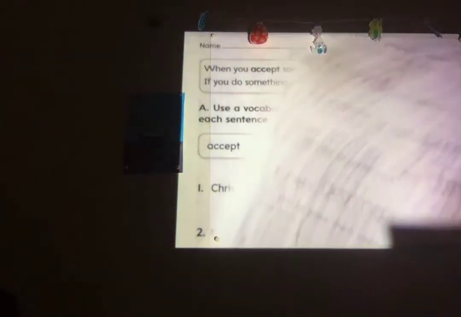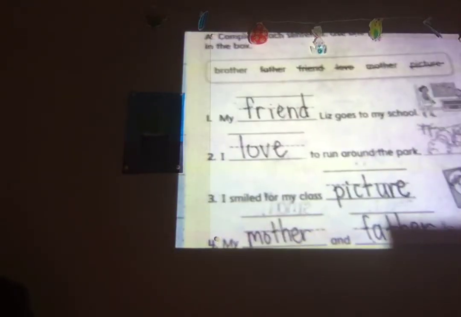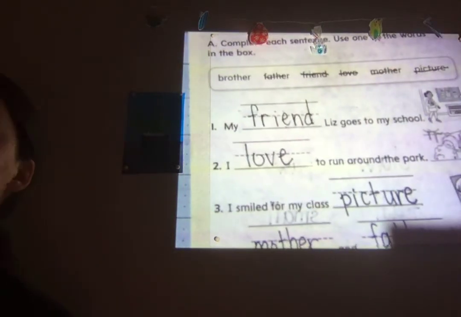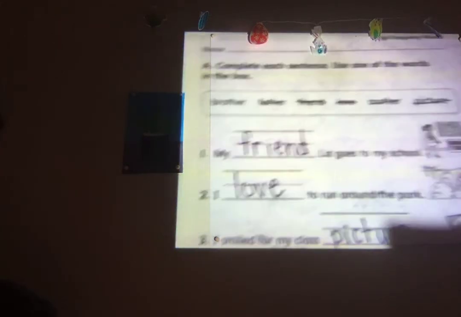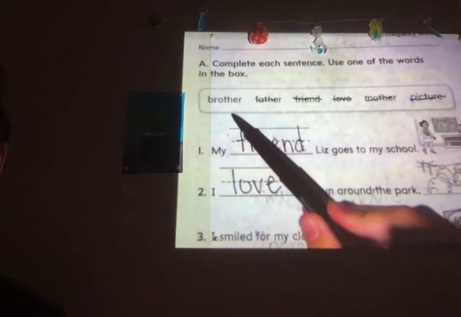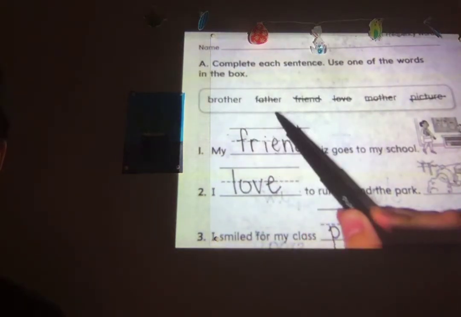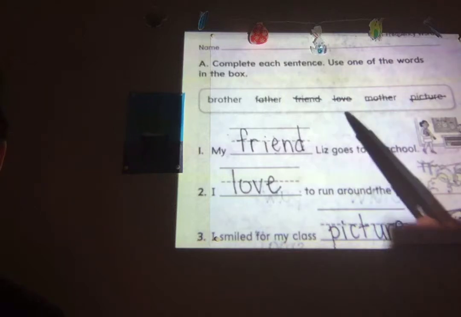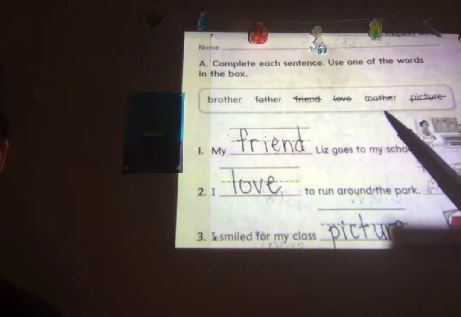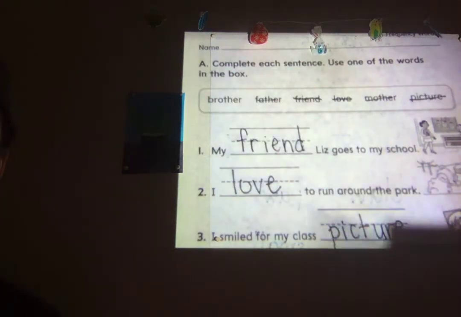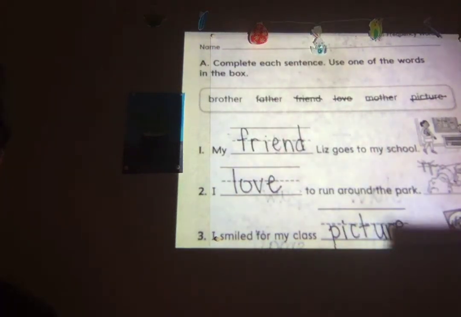Now, for page 284, we have some high frequency words. And this is always a fun one when it lines up with Mother's Day because this has a lot of family words. For example, brother, father, friend, love, mother, and picture. Now, because I already tried filming this once, you guys are going to get to see which high frequency word goes in which sentence, but I still have some homework for you on this page, so don't give up on me entirely.